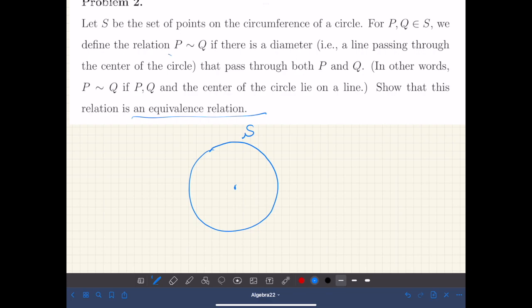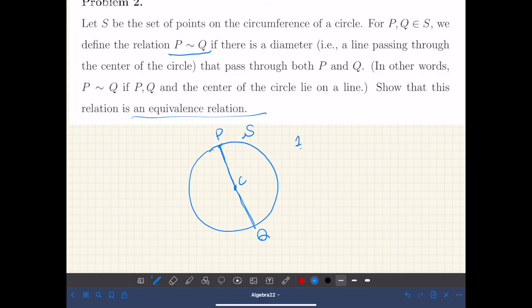And P and Q are defined to be related if there is a diameter. So if this is P, and if there is a diameter, that is a line that passes through the center of the circle, so P and Q are on this line that passes through the center, then they are defined to be related. Let's show this is an equivalence relation.